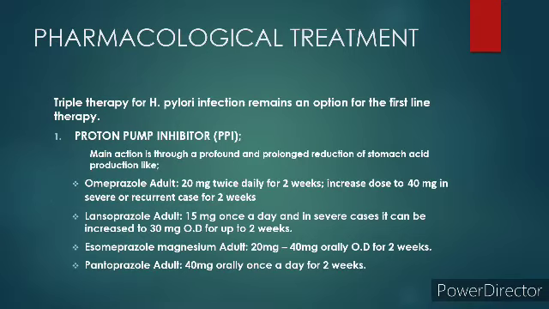How do we treat peptic ulcers, or how do we treat peptic ulcer disease? A triple therapy for H. pylori infection remains an option for the first line therapy. We are going to see the first line treatment, but let's first see the drug classes which have been at least put in the eradication of H. pylori. The first one is the proton pump inhibitor.